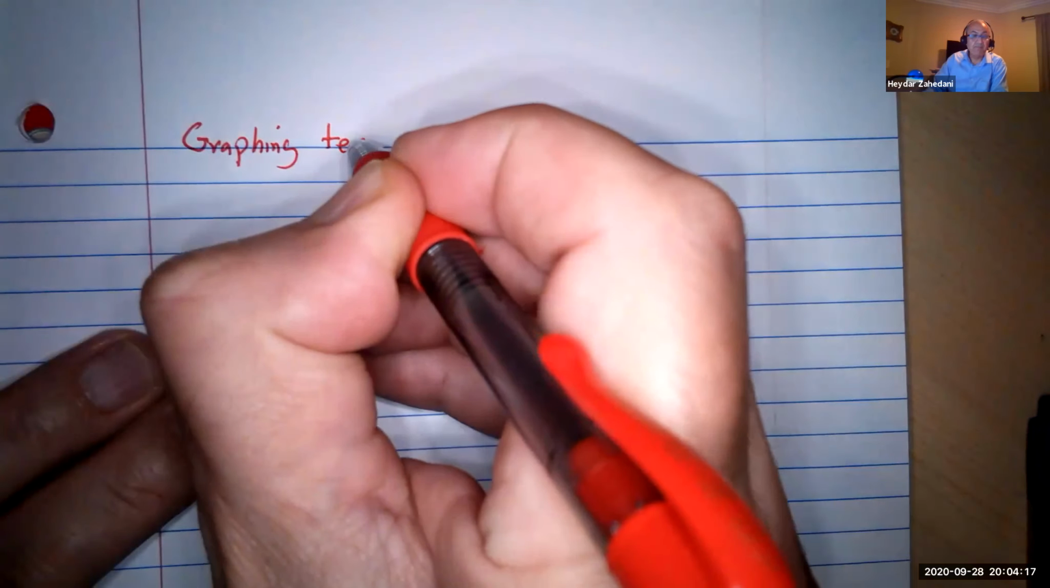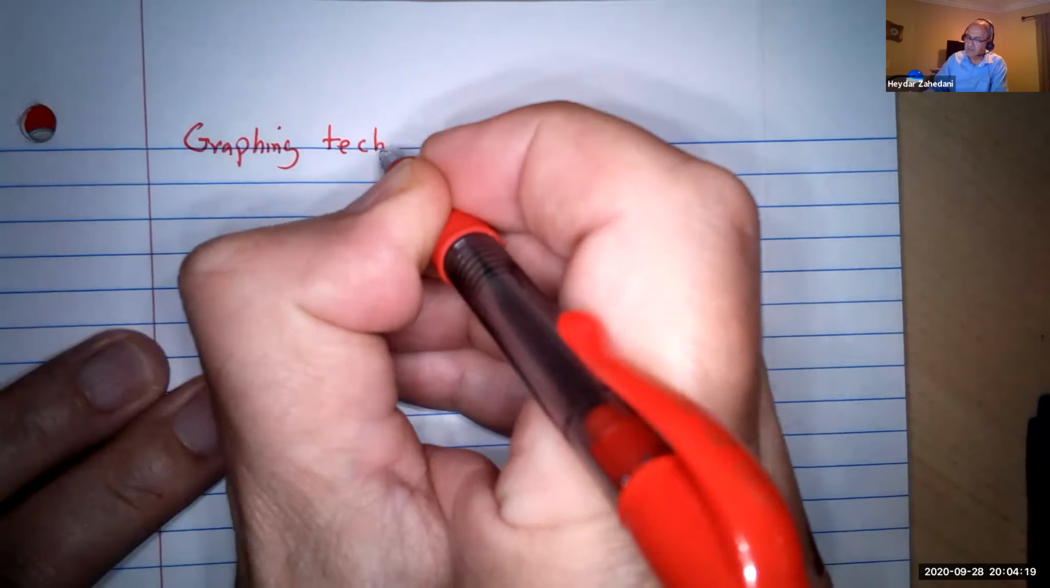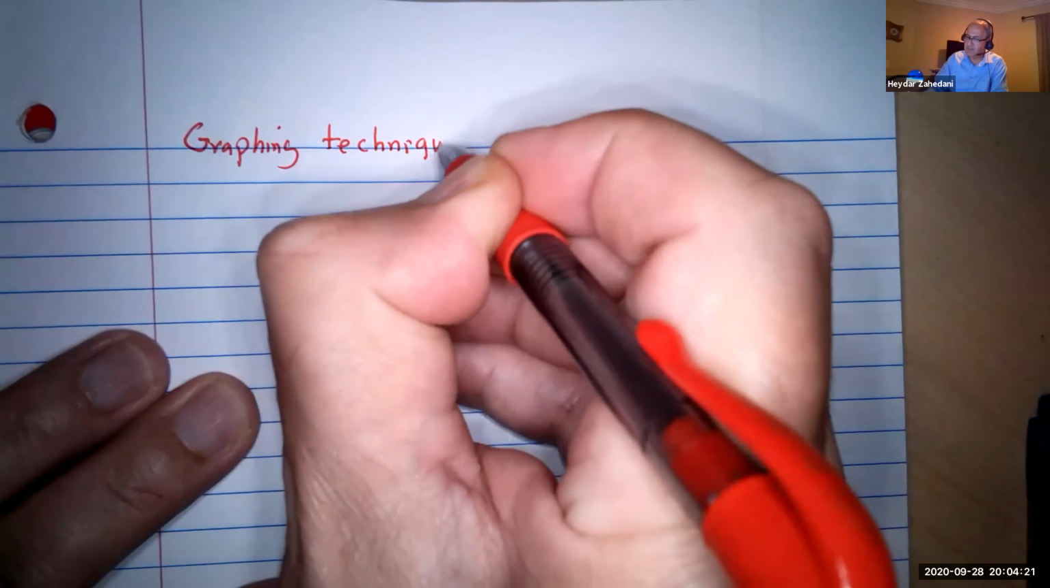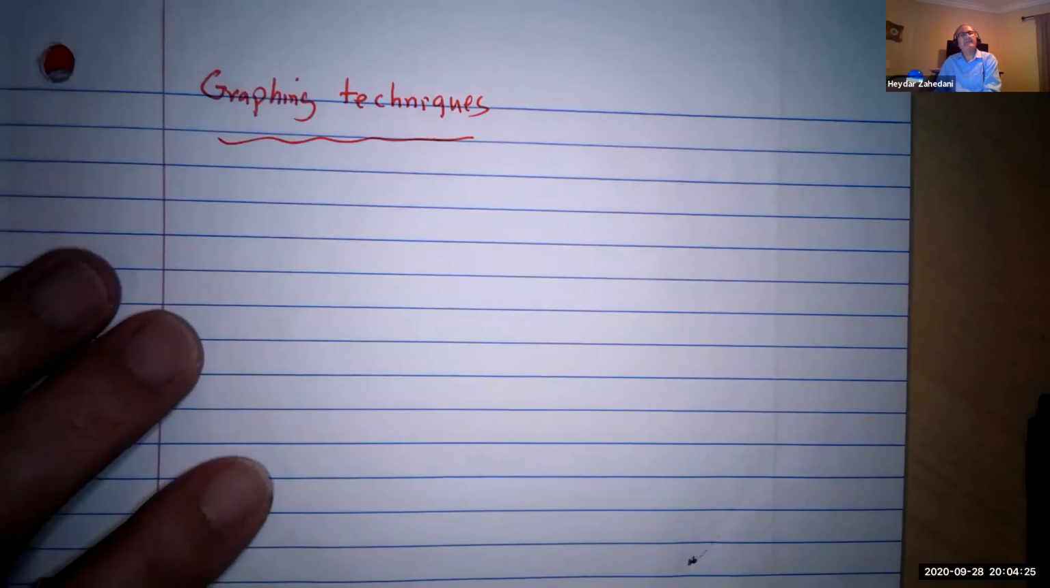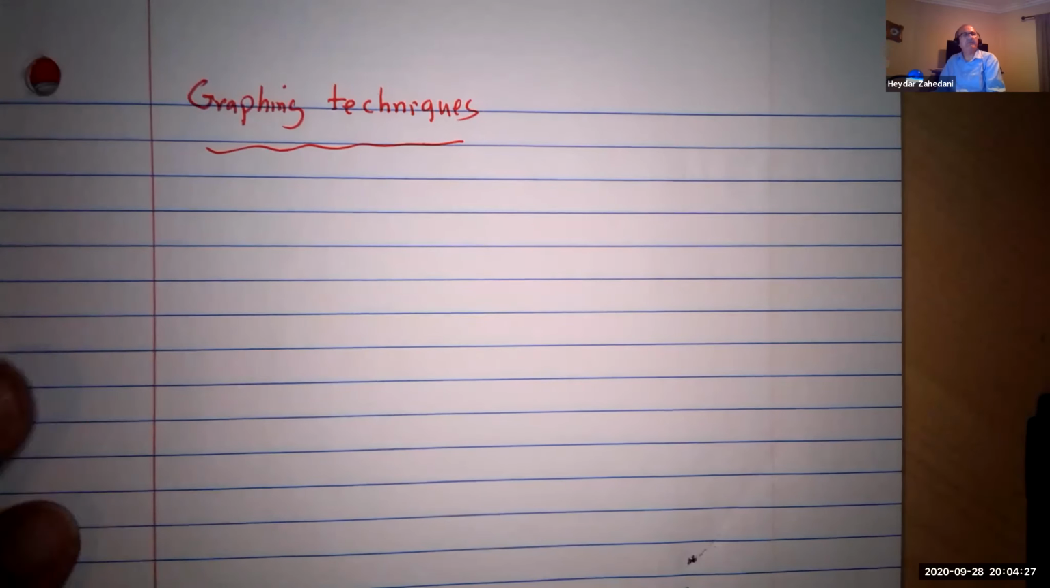So what are graphing techniques? Okay, that's it. Techniques. The techniques that you can apply to graph a complicated one from the easy one.